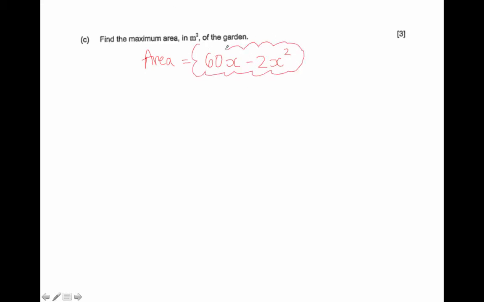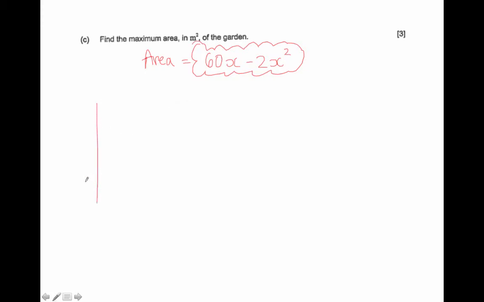In part C, we're asked to find the maximum area in metres. Now, obviously, we can have different arrangements of x and y, so we can have longer x's or smaller values of y's. We could have a wider garden or a skinnier garden. So what's the maximum area that we can make? We said the area was equal to 60x minus 2 lots of x squared. We said that was an expression for the area. So we want this to be as big as possible. So how can we maximise this?